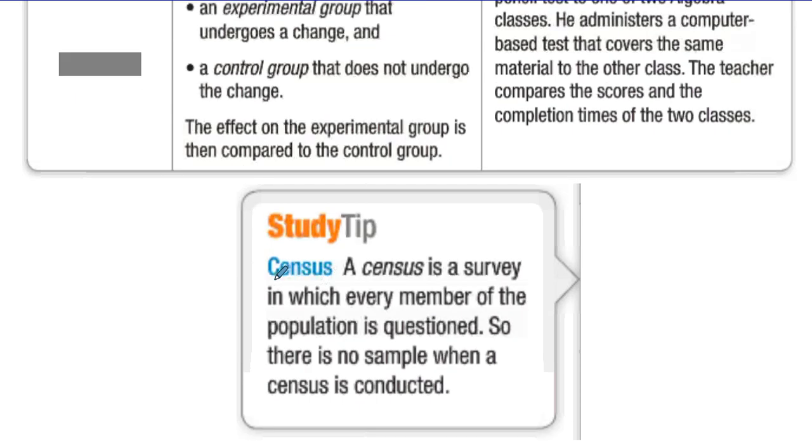Be aware there's something that you've probably heard before. It's actually going on in 2020. A census is when every member of the population is surveyed, is questioned. So there is no sample when a census is conducted because the whole population was actually asked. That's why census results are only done every 10 years, because it takes so much time and money to do it. So a census is when everybody is included. The population and the sample are actually the exact same.